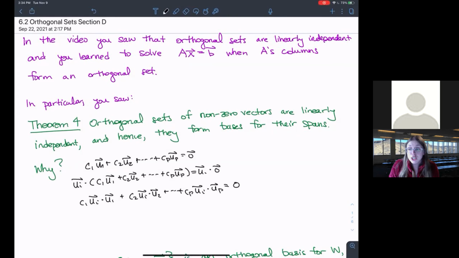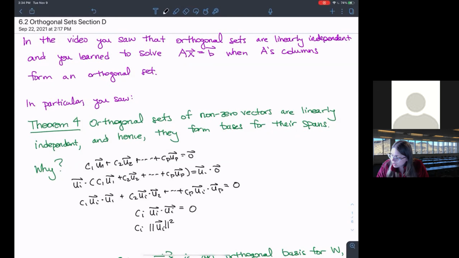Now on the left-hand side, ui is orthogonal to every vector except for itself in that set. So almost all of these dot products are going to be 0 except for the ith one. So the left-hand side is just going to be ci ui dot ui equaling 0, or ci magnitude of ui squared equals 0. Now these are non-zero vectors, so this magnitude is not going to be 0. So the only way this can be 0 is if ci is 0. And that's true for every i. It's true for i equals 1, i equals 2, so c1 is 0, c2 is 0, etc. And that's how we get that they're all 0, so that's how we get that they're linearly independent.